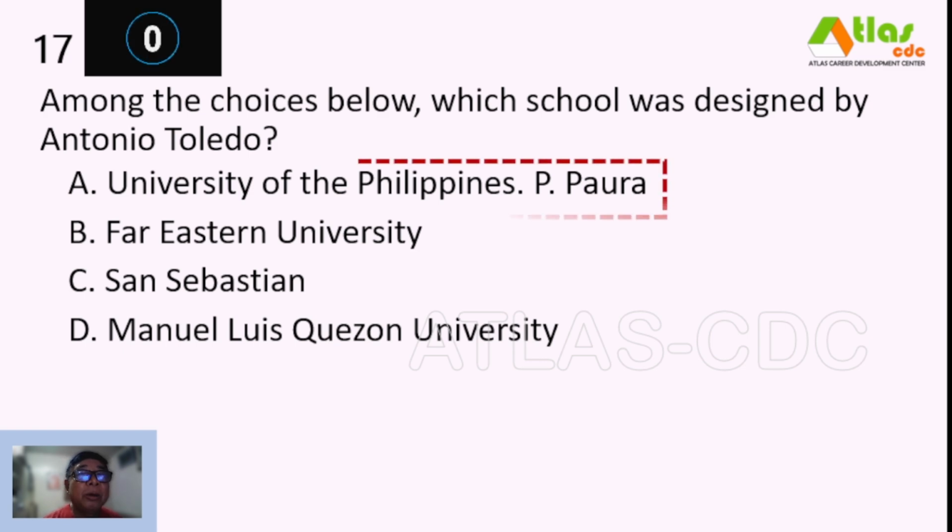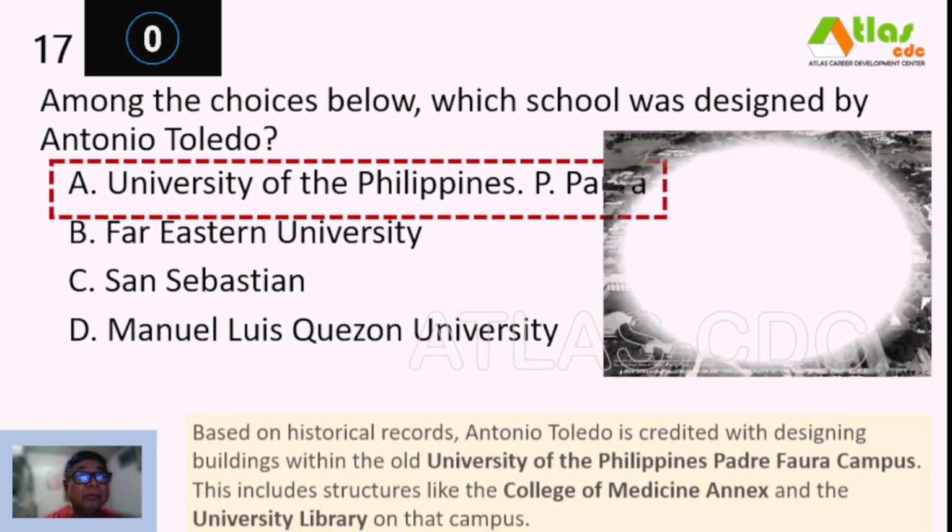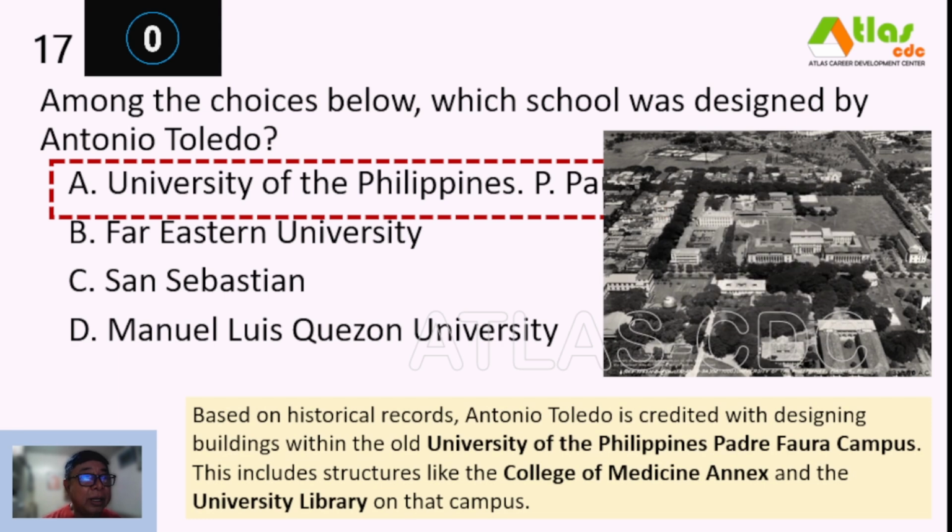And our correct answer is letter A, University of the Philippines, Padre Faura. So based on historical records, Antonio Toledo is credited with designing buildings within the old University of the Philippines Padre Faura campus. This includes structures like the College of Medicine Annex and the University Library on that campus.